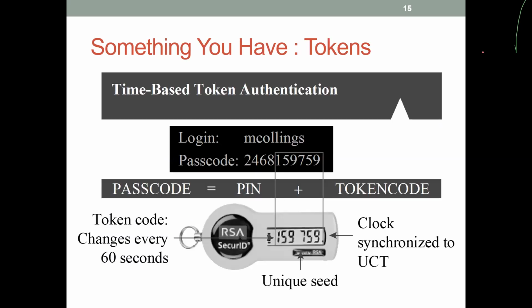Okay, the next one, something you have, right? So previously we discussed something you know, the passwords and PIN numbers. Then we discussed something you are, right? Something you are means biometric features. By default, we have some physical properties. We are using those physical properties, which we can call biometric security, something you are. Right now we are considering the third type, something you have.